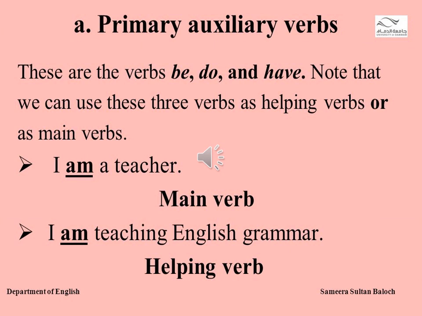As I told you earlier that primary auxiliary verbs can be used both as a main verb and as an auxiliary verb. Here we will see the examples of the same. For example, I am a teacher. Here, the word am is used as a main verb because there is no other verb in the sentence. Now the second one, I am teaching English grammar. Here, the word am is used along with the main verb teach. So here, am is acting as a helping verb and it is framing a present continuous tense.